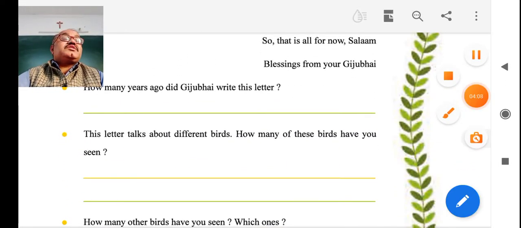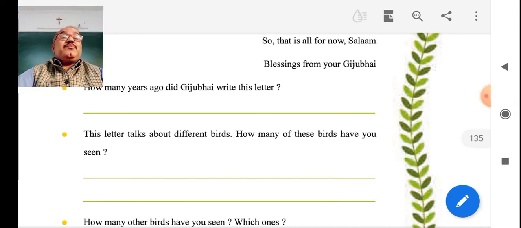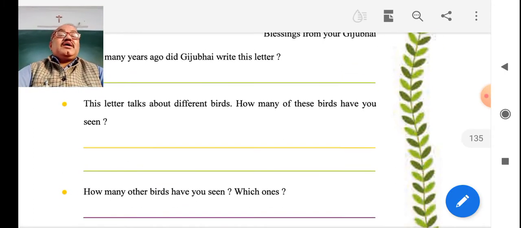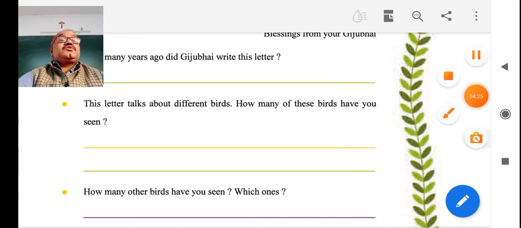Then go through all the question series properly. Before how many years did Gijubhai write this letter? How many of these birds have you seen? Then how many other birds have you seen other than those given in the textbook? These two questions are entirely different from one another. So please be careful and write down the answers.